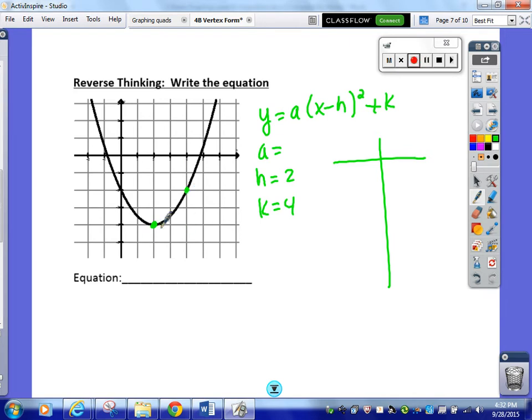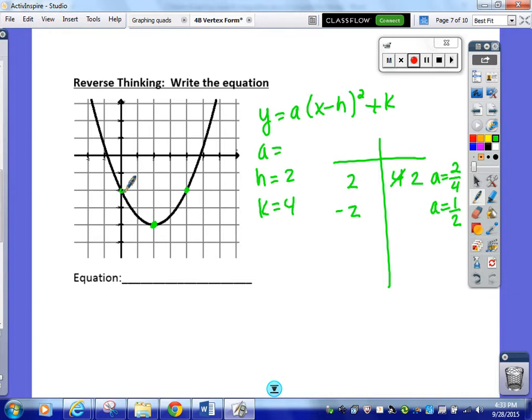In the parent graph, right 2 would typically go up 4. But what happened to our graph? We went right 2, but only went up 2, not 4. So that 4 became a 2. So A is that ratio of 2 over 4, or 1/2. So there's your A.